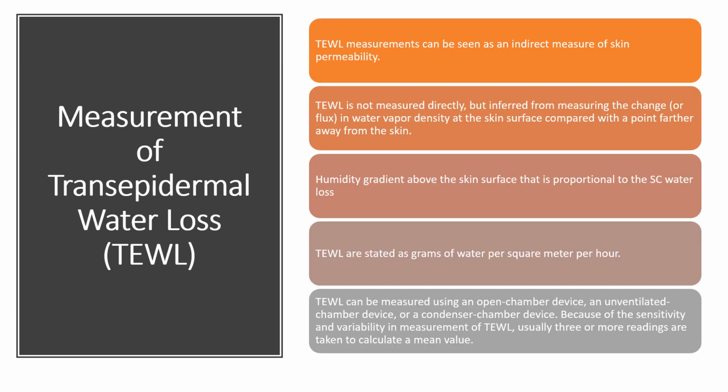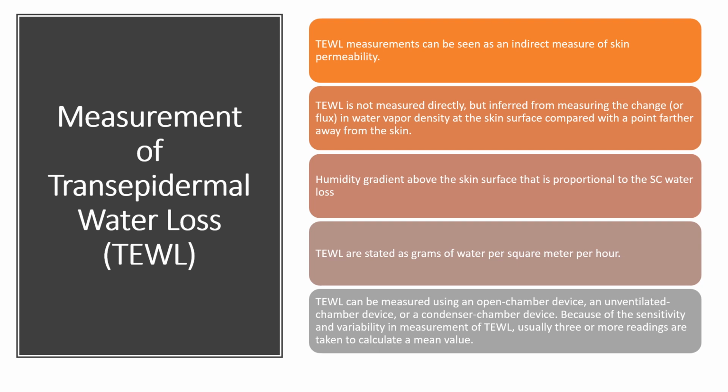Now, transepidermal water loss measurements can be seen as an indirect measure of skin permeability. Why do we say permeability here? Because again, it is the loss of fluid taking place from inside the skin to the outside. So it's related to permeability. It is not measured directly, but inferred from measuring the change of the water vapor density at the skin surface compared with a point farther away from the skin. The change in the water vapor density, the gradient, is actually what is measured.